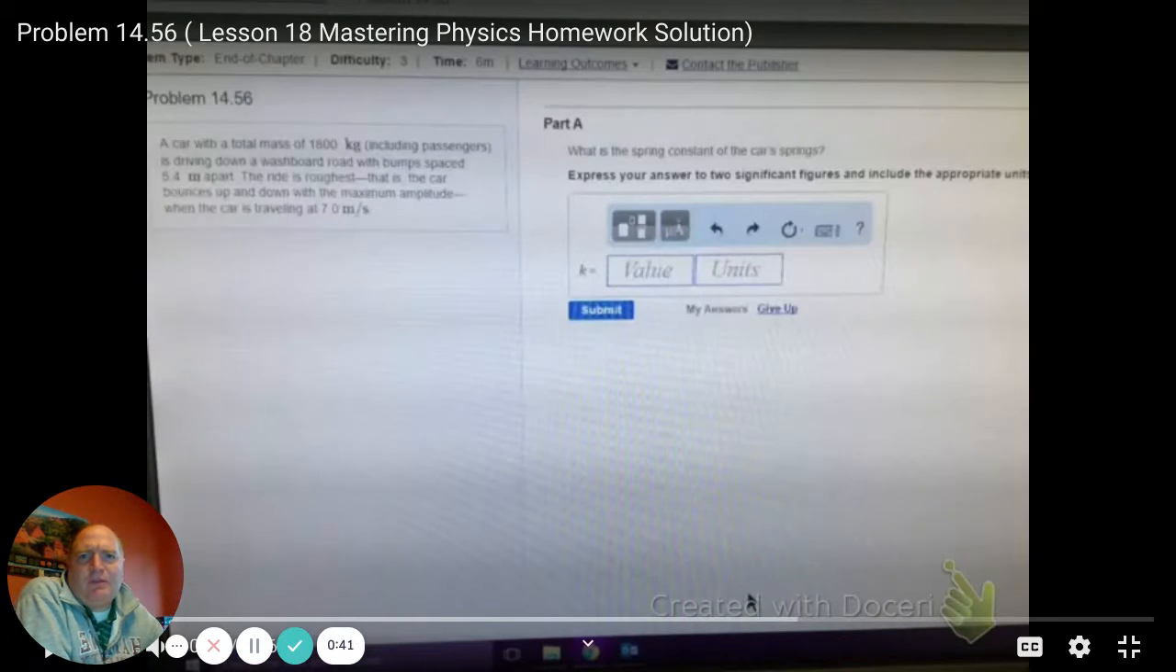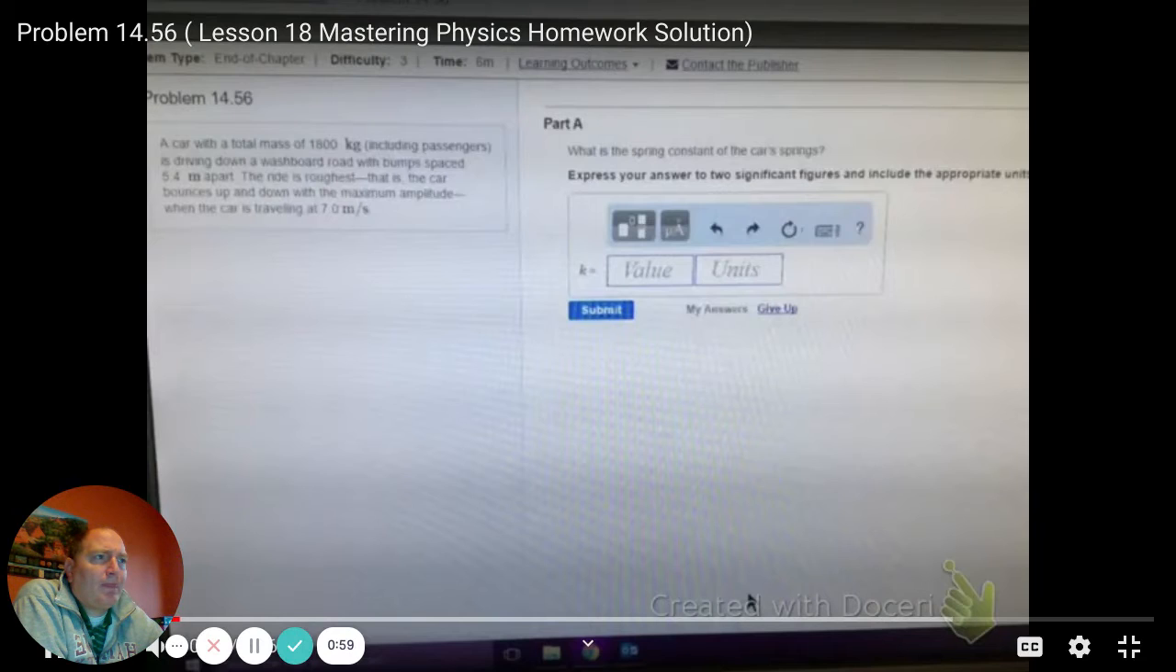So 1,800 kilograms for a car. That sounds like a lot to me, actually. That's a pretty heavy car with passengers. So this is a pretty heavy car. I'm thinking maybe more like my van than my sedan. Keep that in mind here.